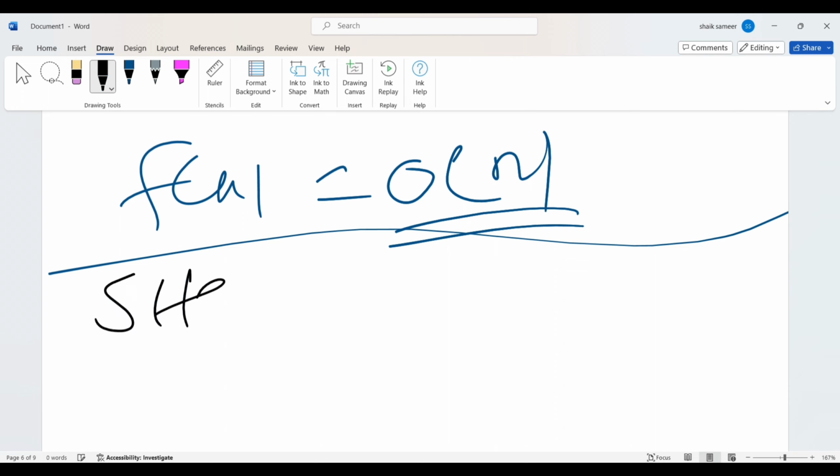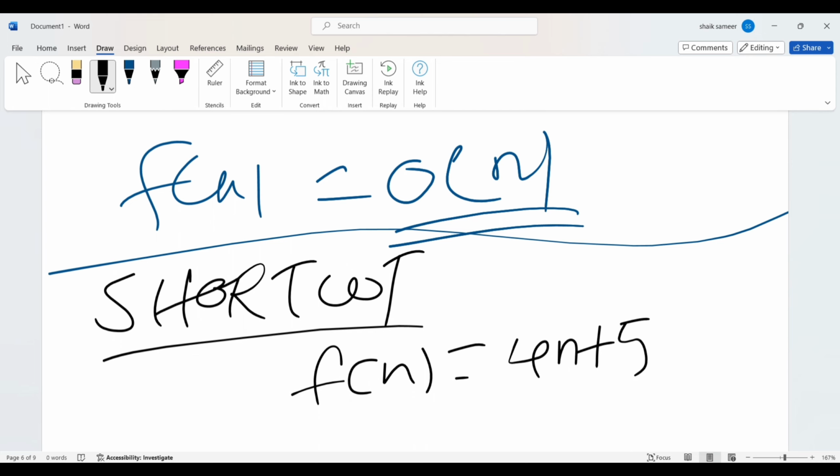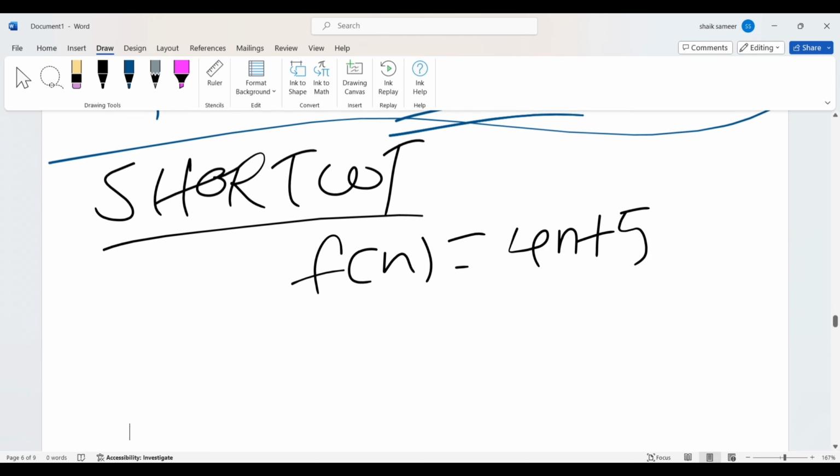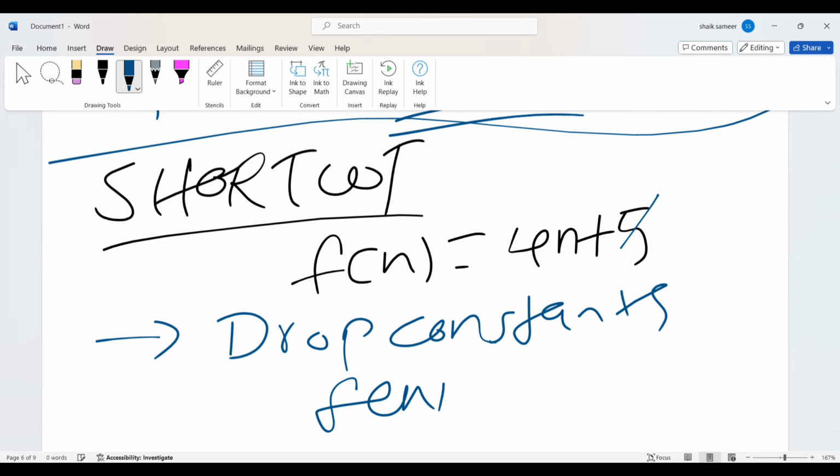Now when we look into the shortcut, f of n equals 4n plus 5 has been given. Now for the shortcut, here it is a linear function. First you have to drop constant terms. First step, drop the constant. If I drop the constant, 5 can be dropped. So f of n equals 4n.